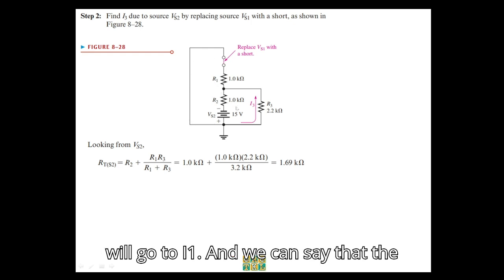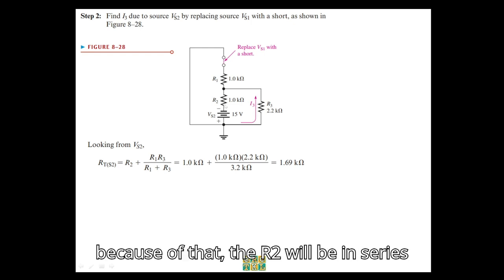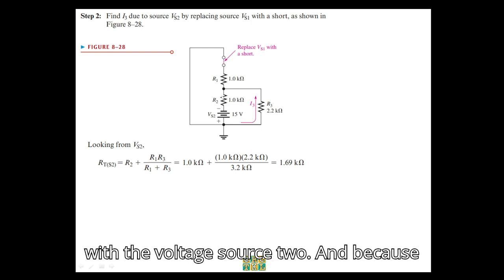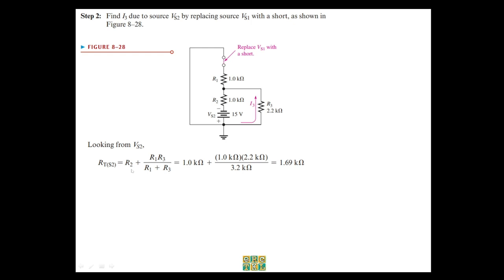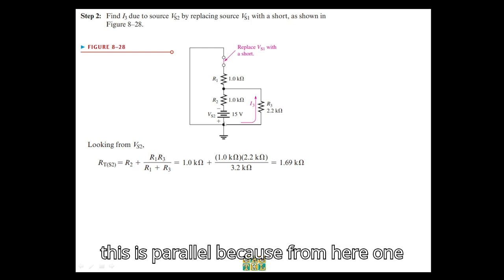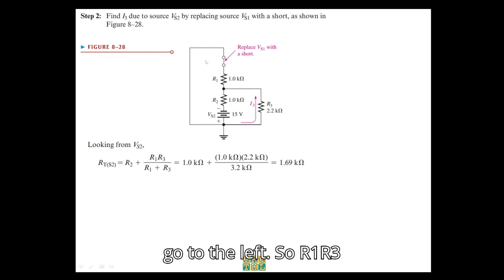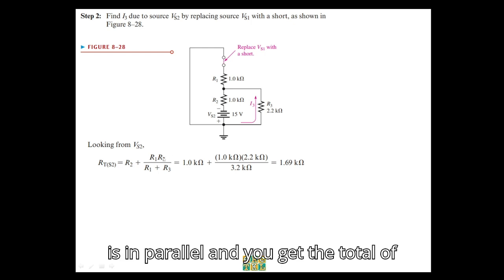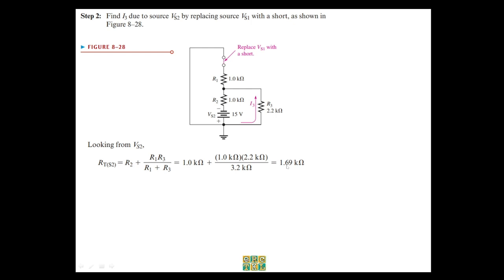And we can say that R1 and R3 will be in parallel. And because of that, R2 will be in series with the voltage source 2. And because of that, the R total will be R2, which is in series with the voltage source 2, plus the parallel of R1 and R3. I know this is parallel because from here, one current will go to the right and one current will go to the left. So R1 and R3 is in parallel, and you get the total of these two plus the series R2, and we will get 1.69 kilo ohms.